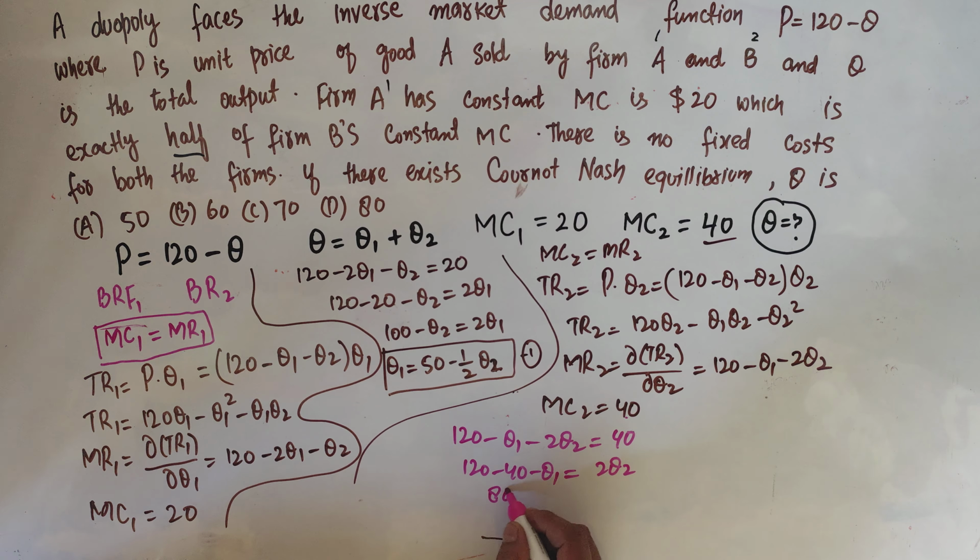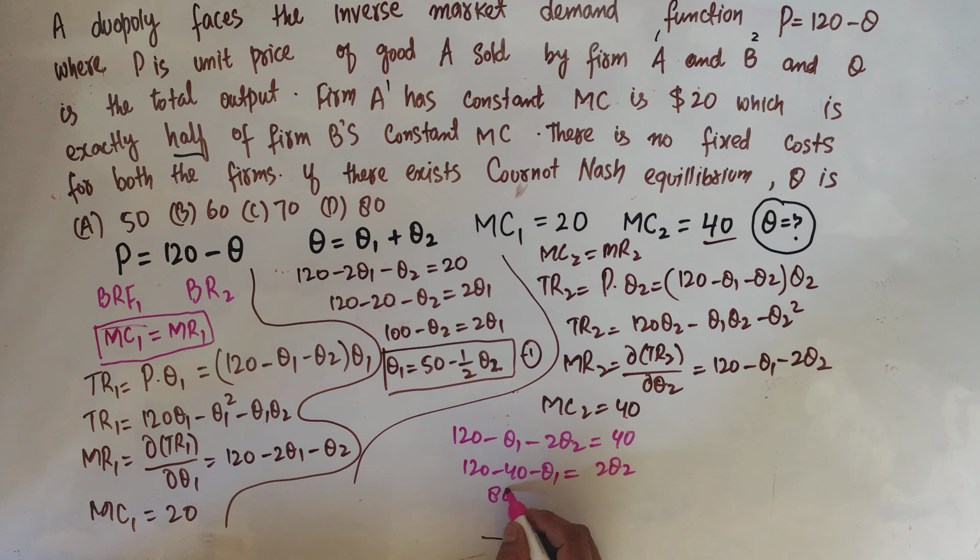So we get Q2 minus 1 upon 2 Q2, I am just transposing this term here. So 40 minus 25 is, I guess, 15. So 2 Q2 minus Q2 comes out to be Q2 upon 2 is equal to 15, or Q2 will be equal to 15 into 2, which is equal to 30. That is, the output of firm 2 will be equal to 30.